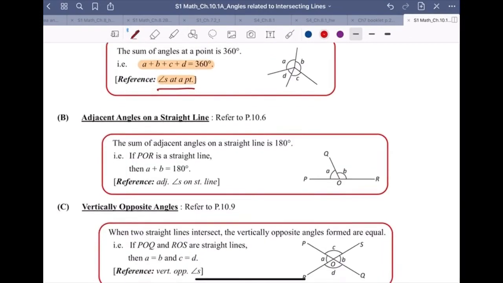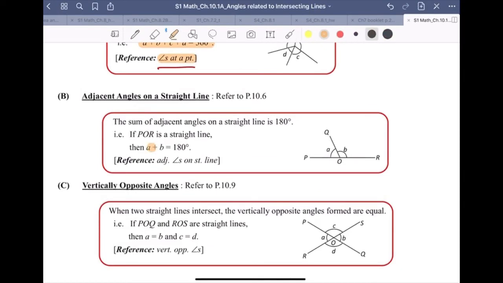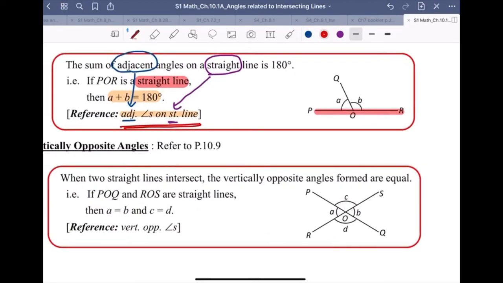Second one, add them together equal to 180 on a straight line. It's called adjacent angles on a straight line. This is the short form, ST. The last one is called vertically opposite angles. This is the short form: the first word, vertically, is VRT, and opposite, the short form is OPP.